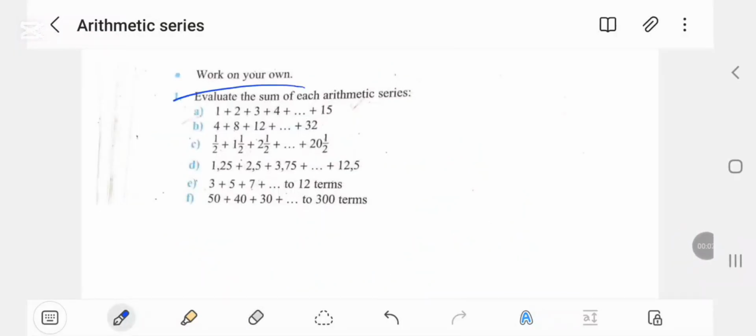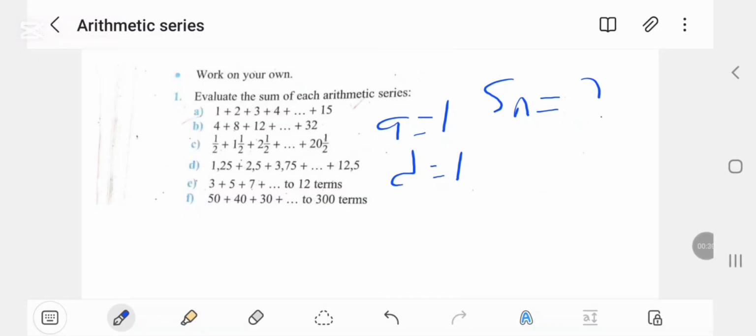Evaluate the sum of each of the arithmetic series. The number A and number E, then you'll do the rest. So evaluate the sum. We have A, which is 1. We have the difference, which is 1. We are looking for the sum, the total. And then we have the last term, which is 50. So we'll use this formula.